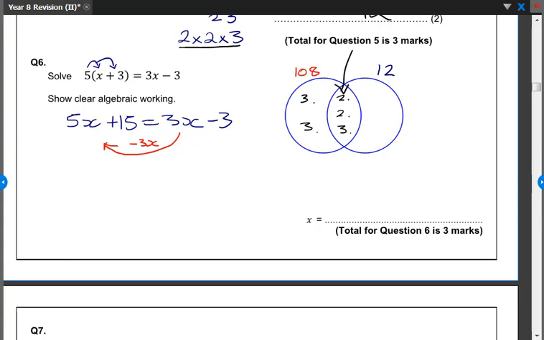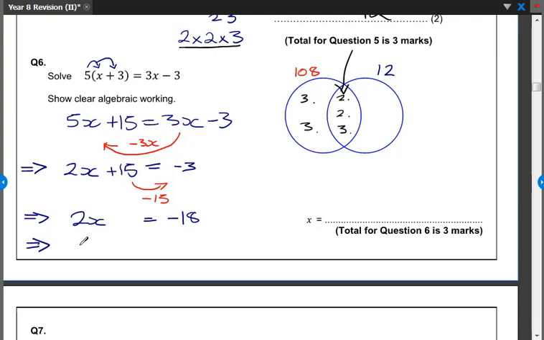So what we're going to get is 5x minus 3x is 2x. So that implies, okay, and we still have plus 15 equals. The 3x has gone across and we're just left with negative 3. Now let's move the 15 across, becomes negative 15. And what you're going to get is 2x equals minus 3 minus 15, so we have 18 negatives altogether. That implies x equals minus 9. So it's that. Move on.